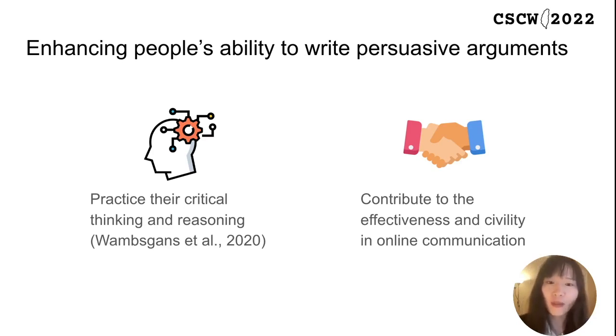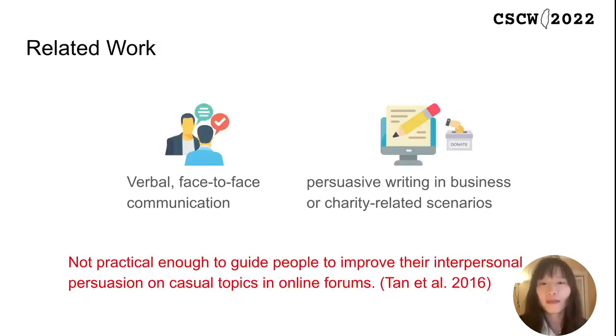However, it is still an open question as to the best way to help people enhance their persuasiveness of arguments in online discussion. Many works target verbal, face-to-face communication contexts, and some works on persuasive writing focus on analysis about persuasive arguments in charity-related scenarios. They are not practical enough to guide people to improve their interpersonal persuasion on casual topics in online forums.